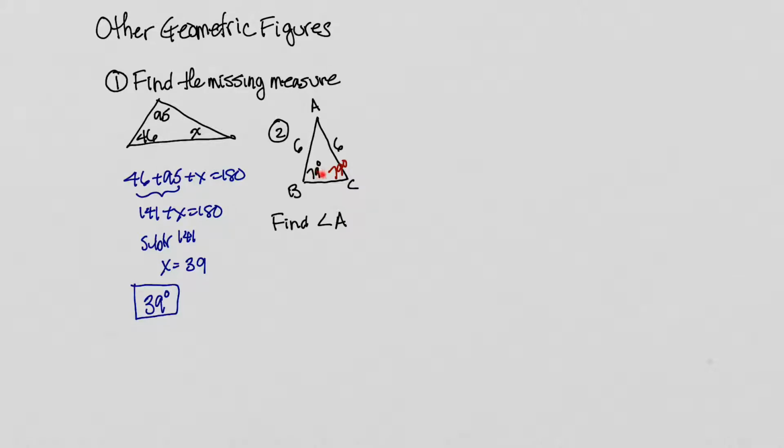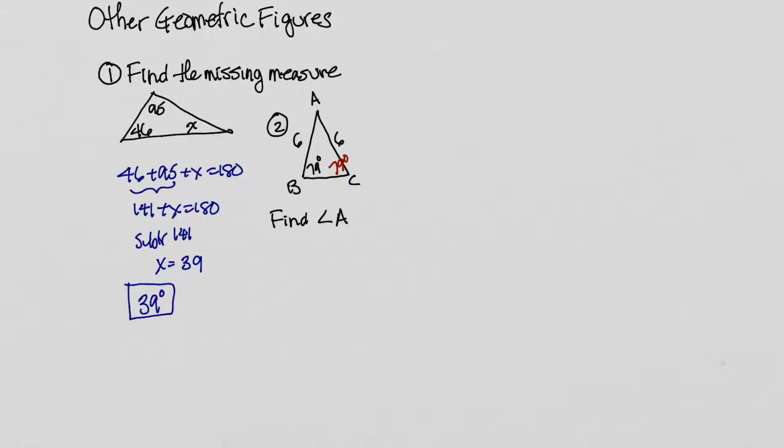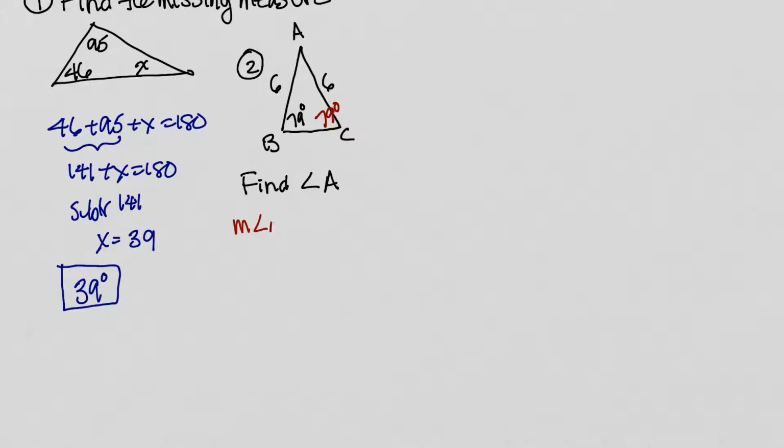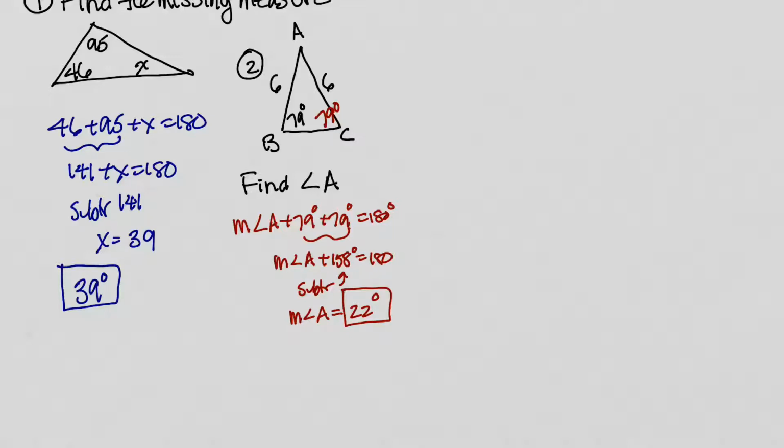And now we know that because the measures of the interior angles add to 180, we can write that the measure of angle A plus 79 degrees plus another 79 degrees is equal to 180 degrees. Add those two together, we'll get the measure of angle A plus 158 degrees is 180 degrees. And now let's subtract that 158. So we will get the measure of angle A equaling 180 minus 158, which is 22. So the measure of angle A is 22 degrees.